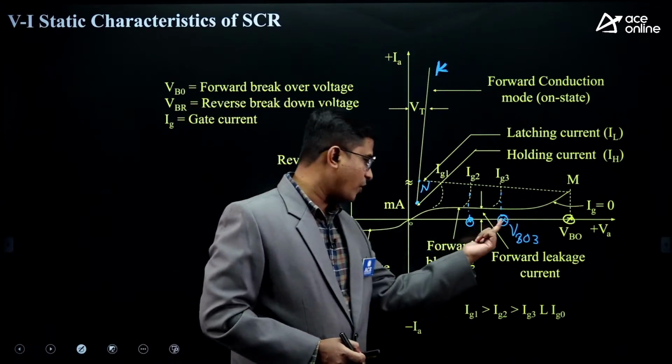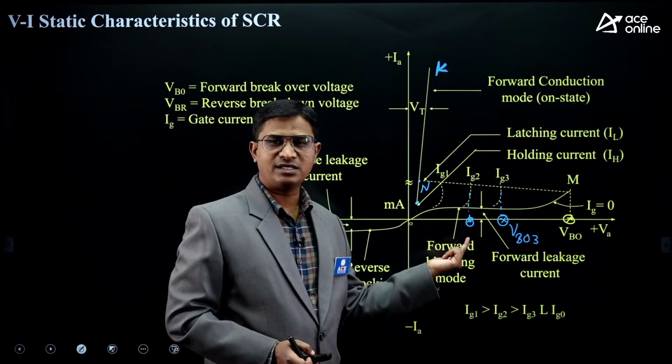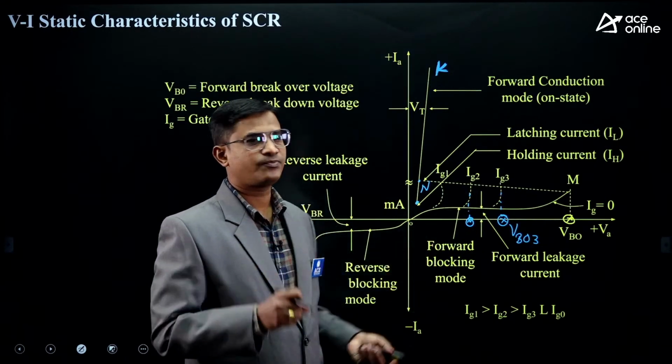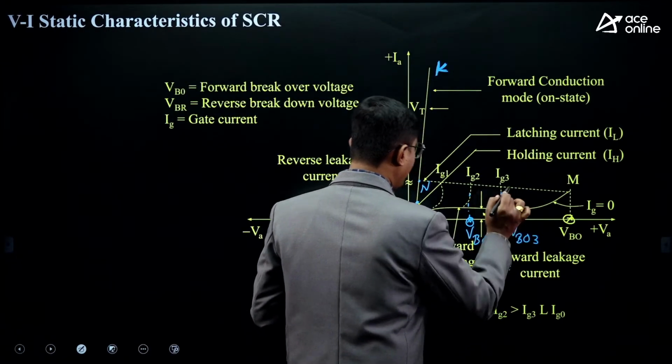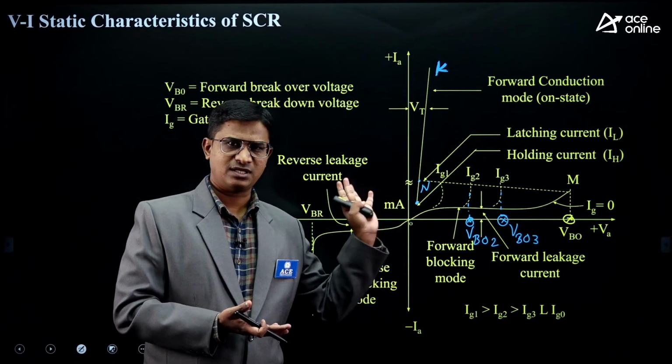Here, as the forward voltage across the device decreases, the required gate current to turn on the device increases. Alright, and similarly you might be familiar with this relation.